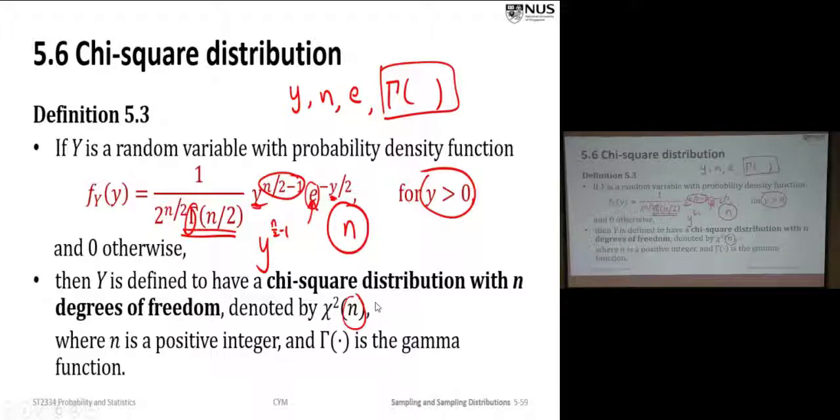How is this degrees of freedom linked to the expectation and the variance? In this case, you can check that the expectation of Y is equal to n and the variance of Y is equal to 2n. So that's the chi-square distribution.